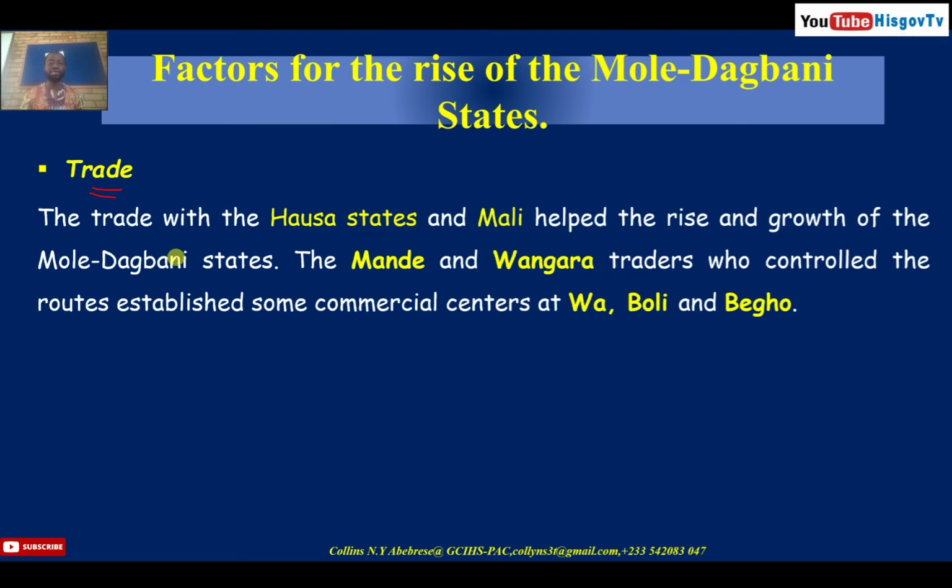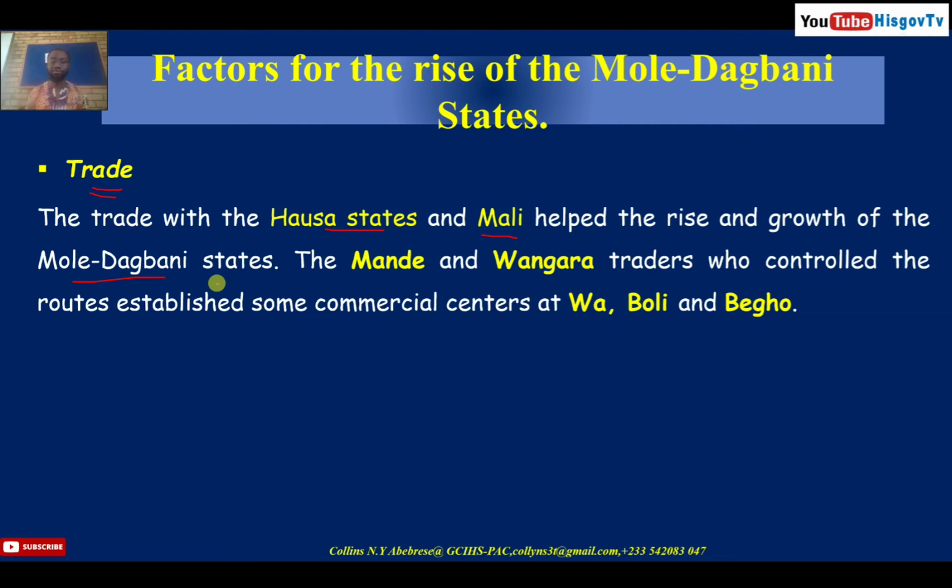Now, trade. The Mole-Dagbani kingdom traded with the Hausa states and also the people of Mali, and this helped in the growth of the Mole-Dagbani State. If you can recall, wherever there is trade, you realize that even if the town is a small town, always the town is vibrant because of the trade. Because when there is trade, people come into that particular area. Some even buy lands and begin to settle in there because they realize that that particular area is economically viable.